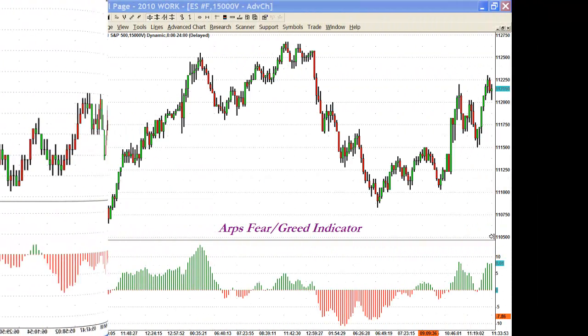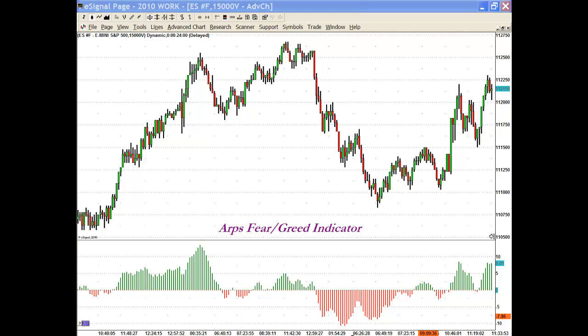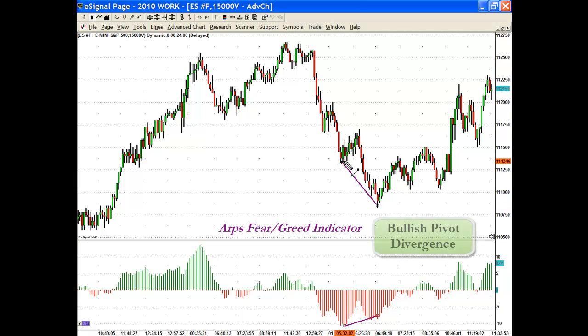As I mentioned at the beginning of this tutorial, the Arps Fear Greed Indicator is a powerful tool for divergence analysis. When a Radar1 valley is shallower than its predecessor, while the price corresponding to the most recent Radar1 valley is lower than the price corresponding to the previous Radar1 valley, then a diverging condition is said to exist and prices are likely to turn to the upside.